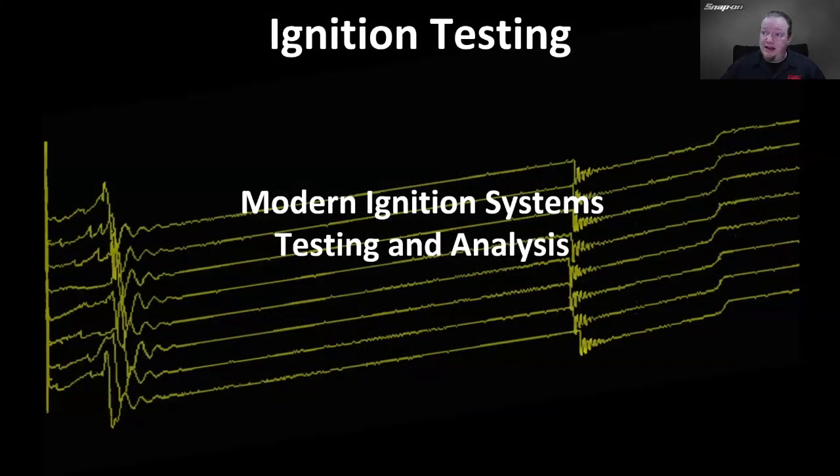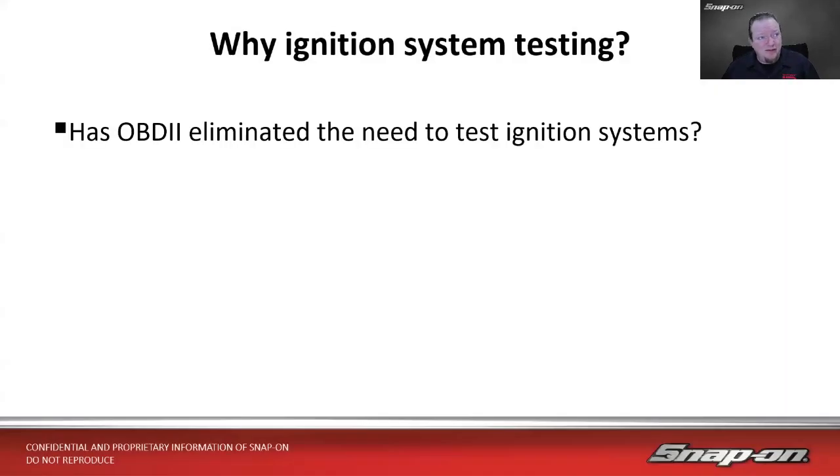So our topic today is ignition testing, and more specifically, modern ignition systems testing and analysis. If we think about modern ignition systems, coil on plug, we've got a couple different types of coils out there that we're going to talk through, with some differences in there as well. But really, in modern times, do we need to test ignition systems anymore? I really think we do.